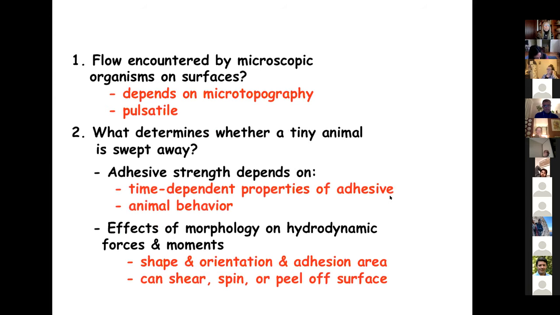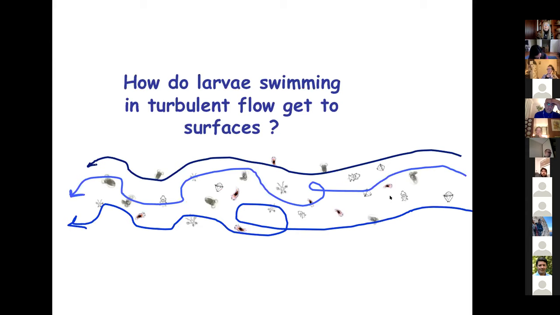And if we are concerned with the effects of morphology on hydrodynamic forces and moments, our model experiments helped us figure out that shape and orientation and adhesion area are all critical. And the way the larva comes off, it can be sheared, spun, or peeled off the surface. We can figure all of these things out by doing these fine scale experiments that are based on conditions we measured at larger scale.